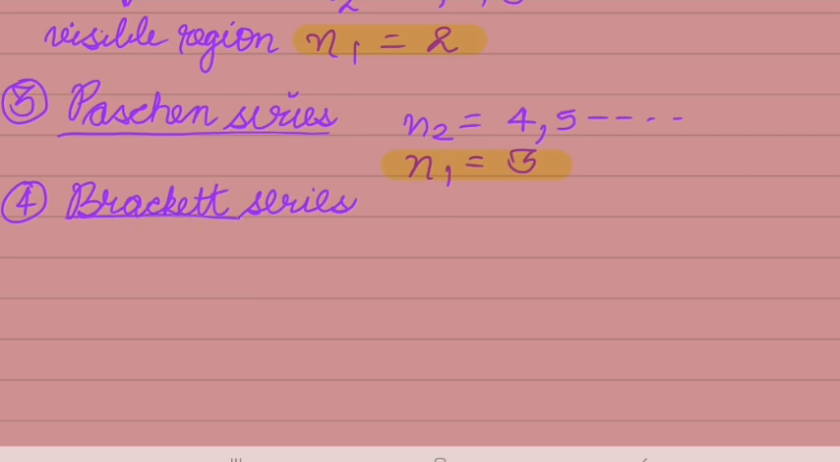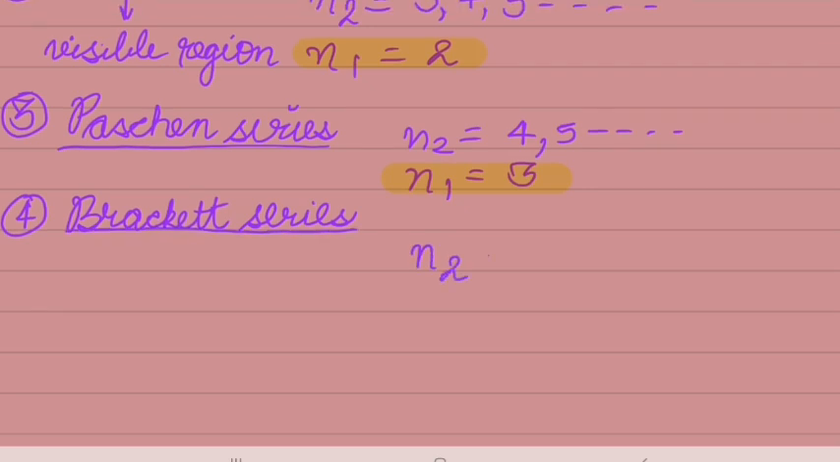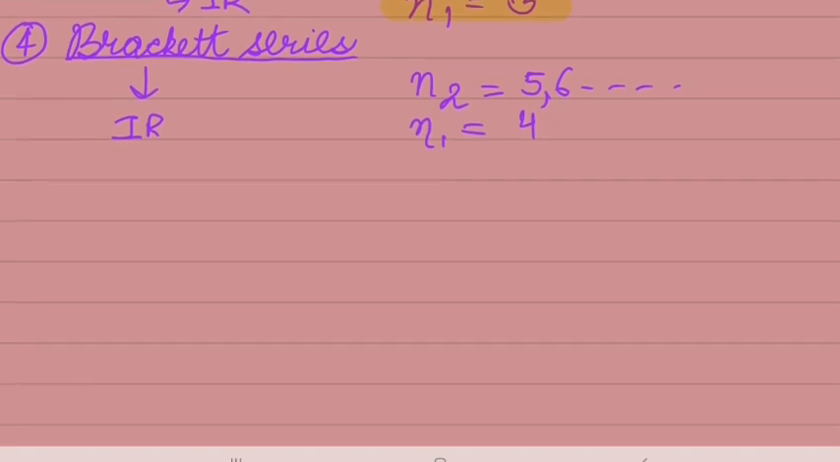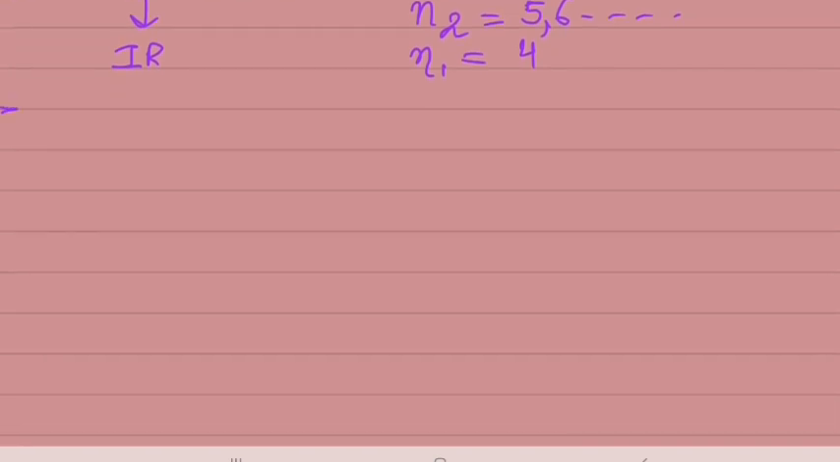When we talk about the Brackett series, what do we have? We have the initial orbit of the electron can be equal to 5, 6 till infinite. n1 will be equal to 4. This lies in the infrared region. This also lies in the infrared region. Let's talk about the next one. So the fifth one is the Lyman, Balmer, Paschen, Brackett and Pfund series.